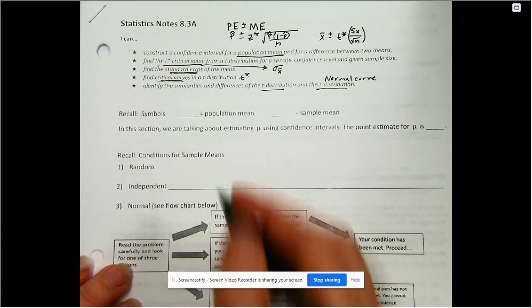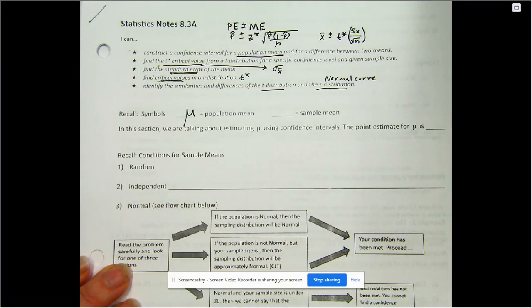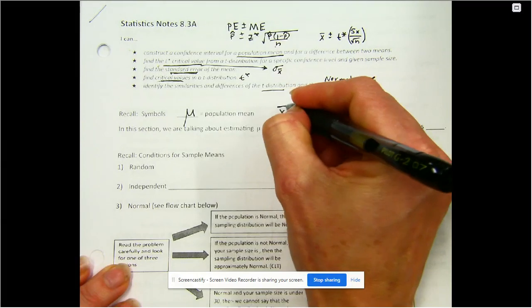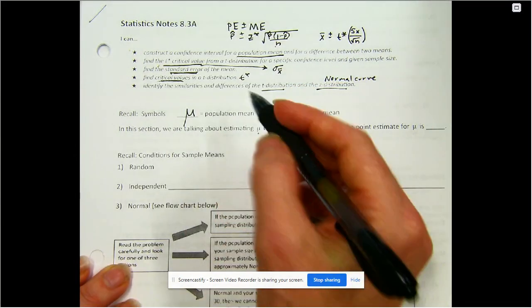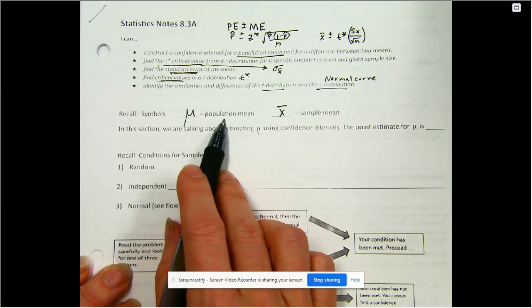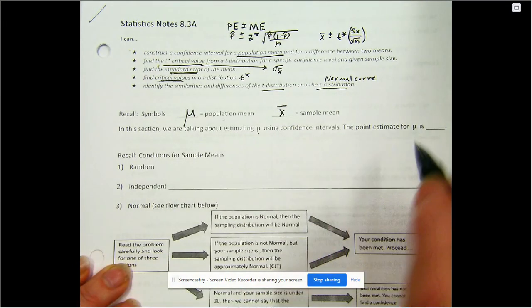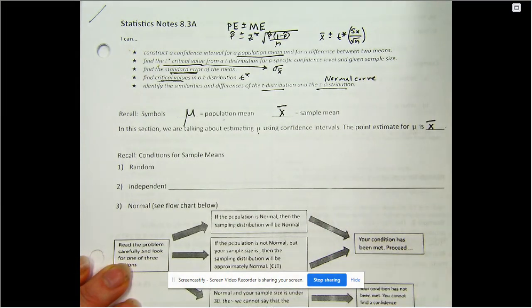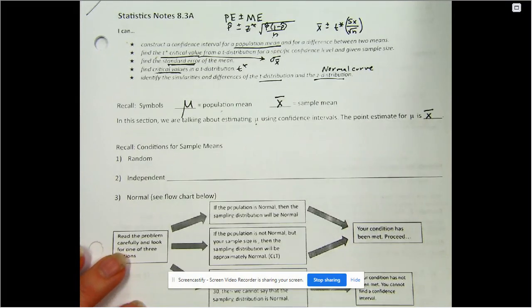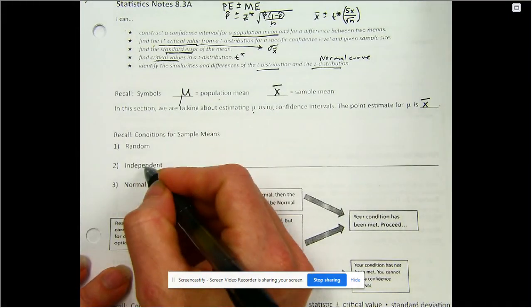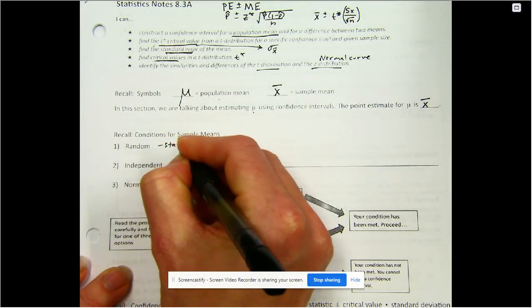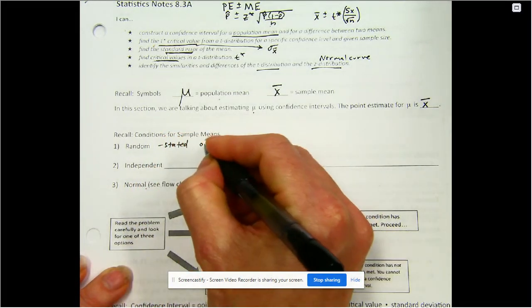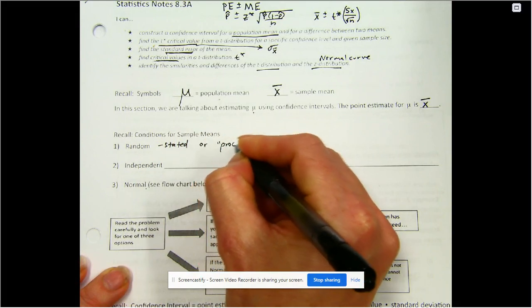So recall our symbols: population mean is mu, and sample mean is x bar. So in this section, we're going to talk about estimating mu, which is our population mean, our parameter from the population, and our point estimate for mu is x bar. Remember, we have our same conditions: random, independent, and normality. Our random condition is either stated or it's not.